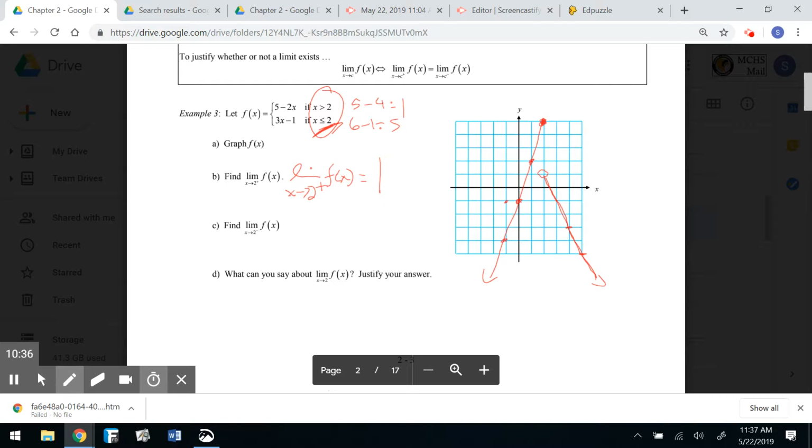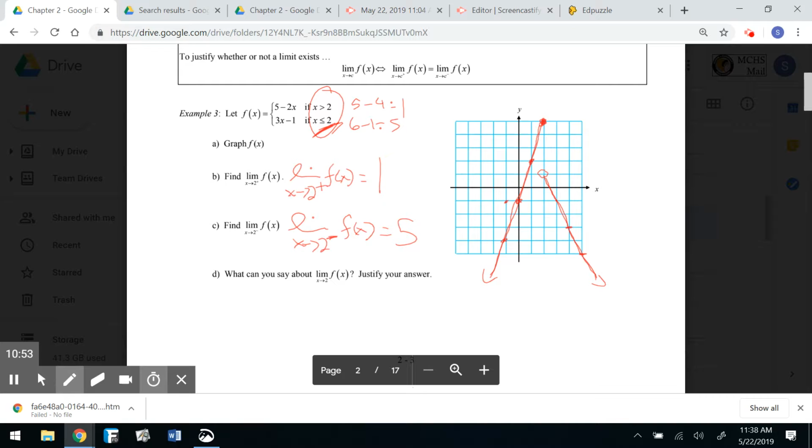Now let's inspect the limit as x approaches 2 from the left of f of x. From the left means I'm going to use the bottom piece. From the left means coming from this side. Wow, that gets pretty high. Looks like we get to a value of 5.